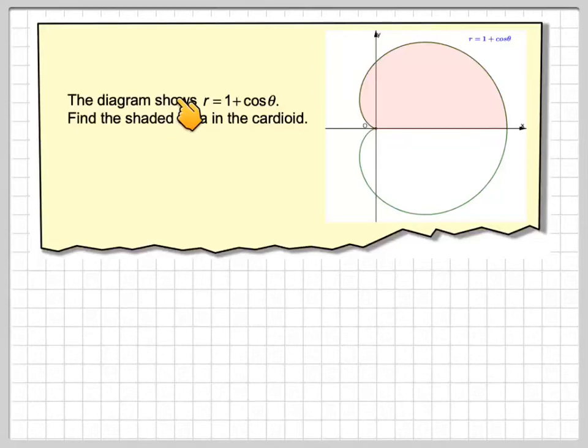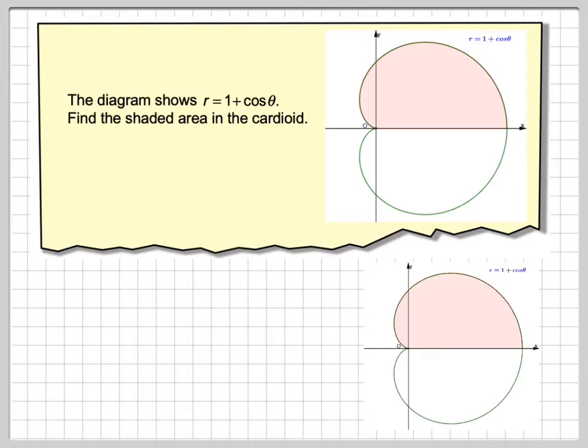The diagram shows r is equal to 1 plus cos theta. Find the shaded area in the cardioid. So this shape here is called a cardioid, and you get it from this polar equation, r is equal to 1 plus cos theta.